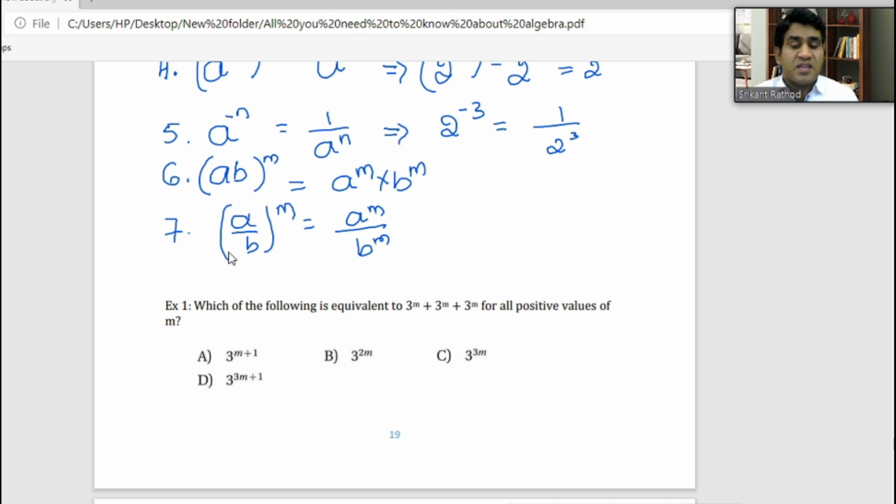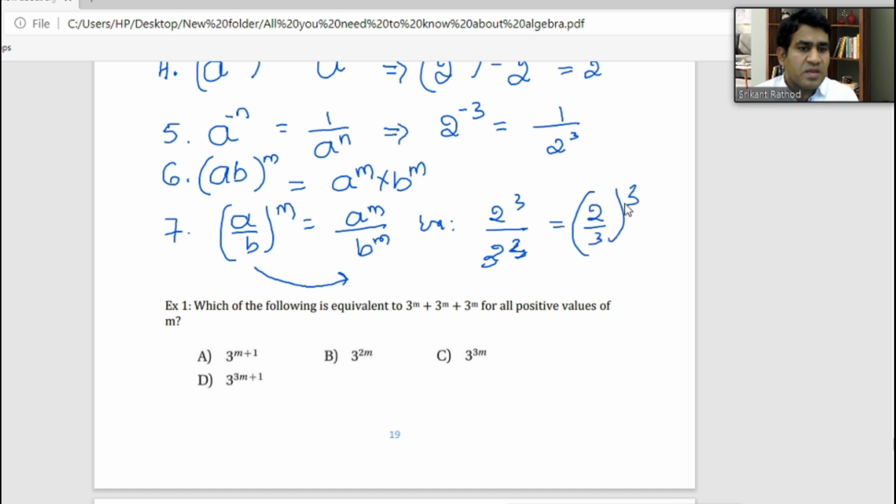It's not necessary that you have to go from this side to this side only. The question may be given in this way as well. 2 to the power 3, for example. So 3 to the power 2 over 3 to the power 3, 2 to the power 3 over 3 to the power 3. This can also be written as (2/3) to the power 3. So like this they may ask you in either way. All right, so let's take some examples relating to this.